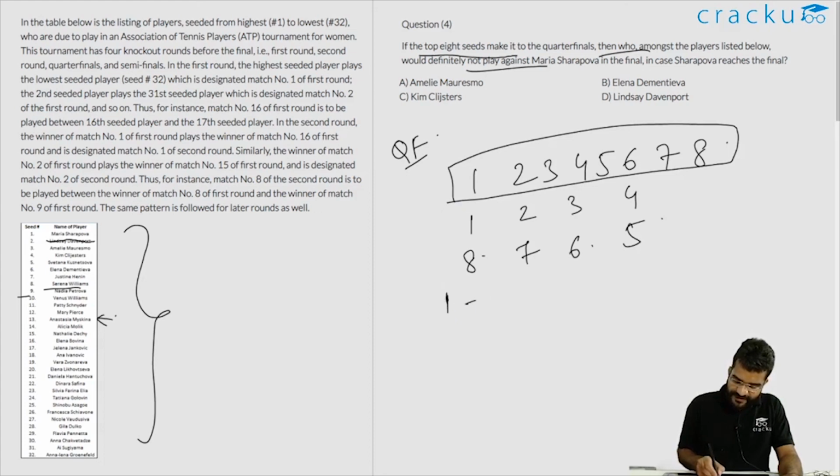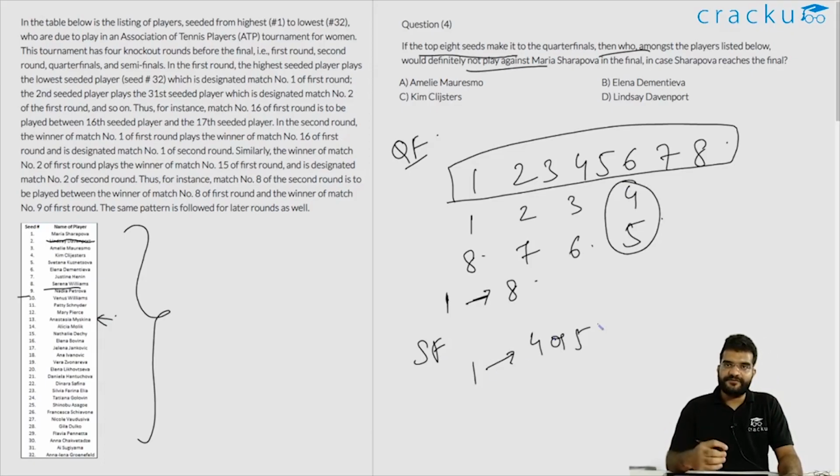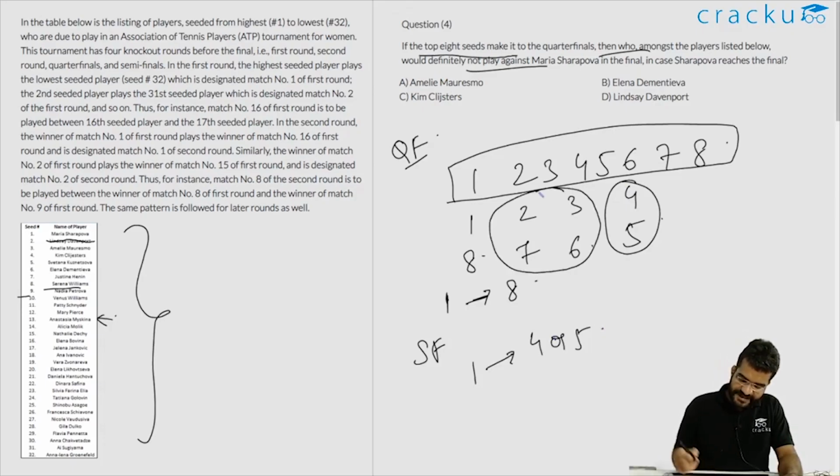So in the quarterfinal, 1 would face 8 and in the semi-final, 1 would face the winner of 4 or 5. So these are the players that 1 would face either in the quarterfinal or in the semi-final. In the final, Maria Sharapova can face any of 2, 3, 7 or 6, because they will be in the other branch which leads up to the final. So the only way they will face Maria Sharapova is in the finals. But 8 would face her in the quarterfinals and 4 or 5 would face her in the semi-finals. We are required to find out who would definitely not play against Maria Sharapova in the finals. So the answer has to be either 8, 4 or 5.